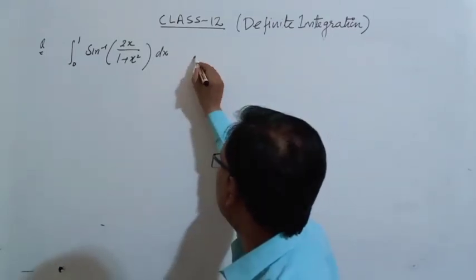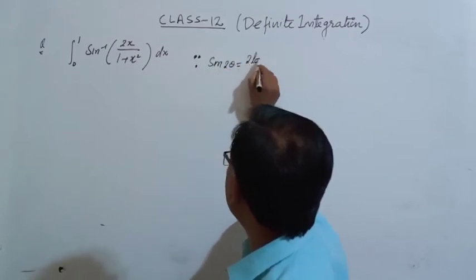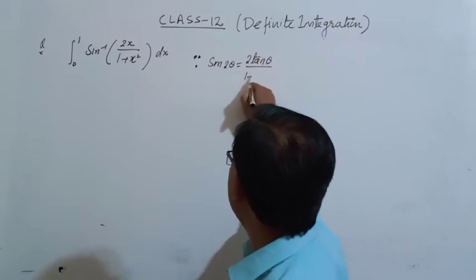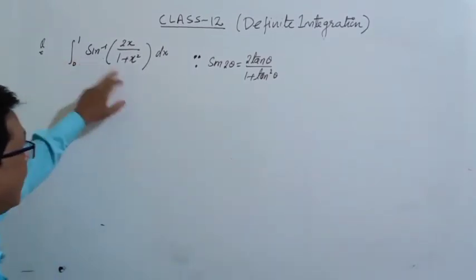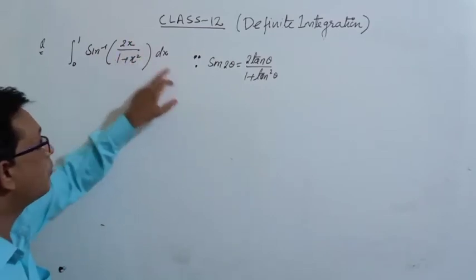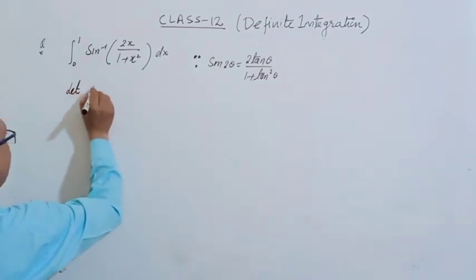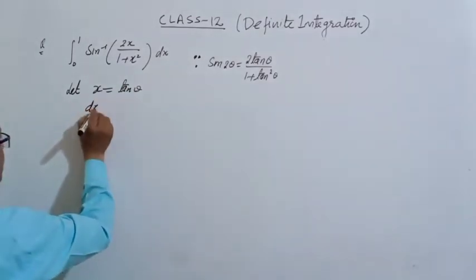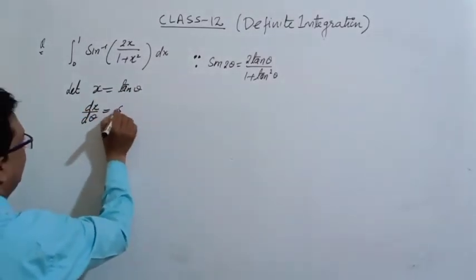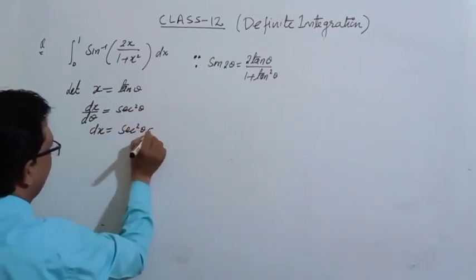So sin 2 theta is equal to 2 tan theta upon 1 plus tan square theta. This is your sin 2 theta. So what does tan need? Sin needs, this becomes sin. So in place of x we put tan theta. So let x is equal to tan theta. So after differentiating this becomes sec square theta, or dx is equal to sec square theta d theta.